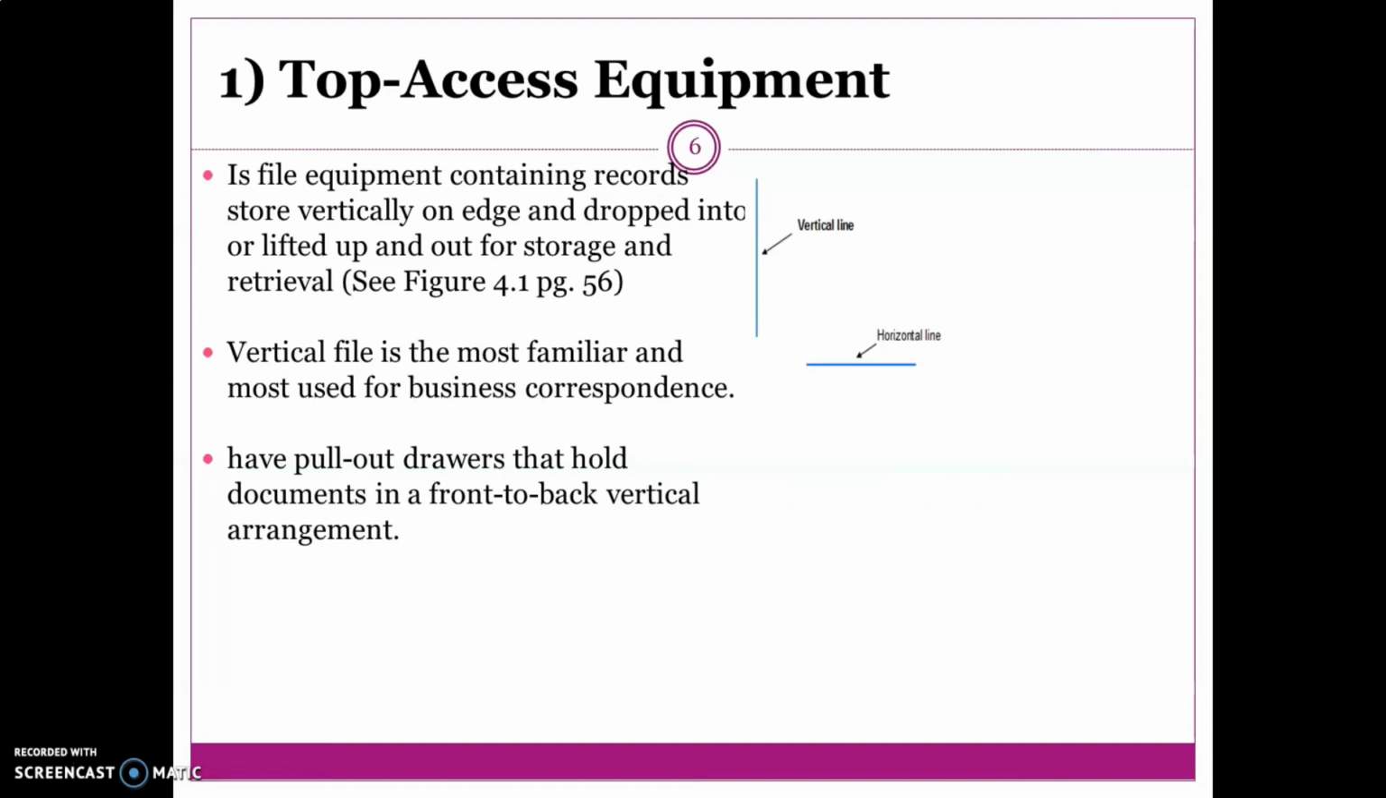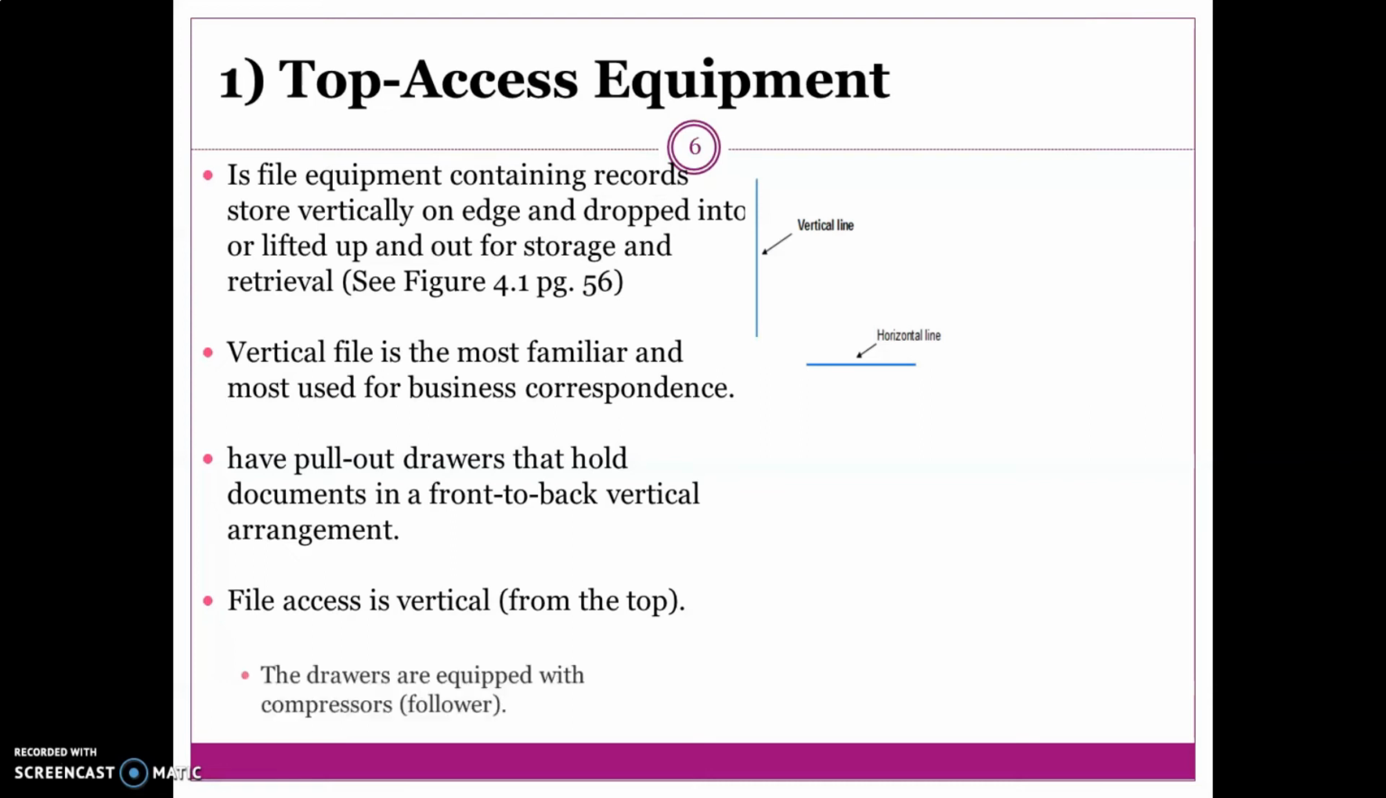Maksudnya, bila ada drawer, bila you buka drawer, susunan file you adalah dalam keadaan berdiri, menegak dan juga disusun daripada depan ke belakang secara menegak. Alright, and besides that, the file access is actually from the top. Why? Because we arrange that record in the vertical line. And usually, the drawer will be equipped with the compressor. What is the compressor? Another name is the follower. Compressor means something that holds the file so that the file will not fall down.